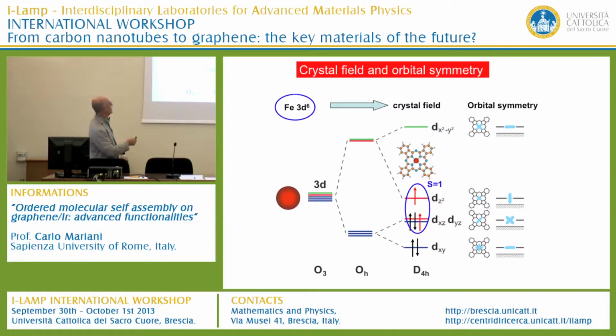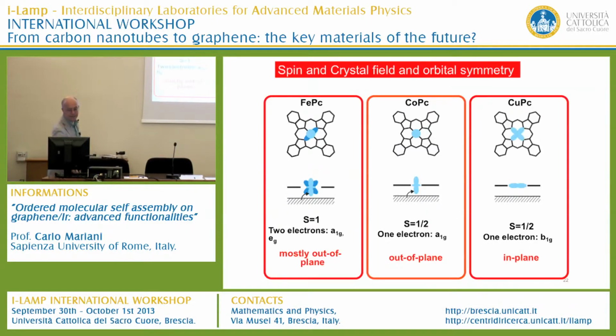Due to the crystal field effect, you have a D4h configuration, so you have a d-splitting of the levels. And due to the occupancy, iron is present as a 2+ ion in phthalocyanine. It has a spin equal 1 configuration. This spin equal 1 configuration is associated to atomic orbitals, which are molecular orbitals, basically oriented normal to the surface, so z-oriented orbitals.